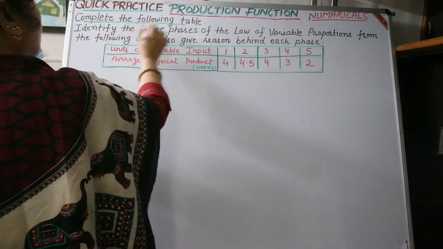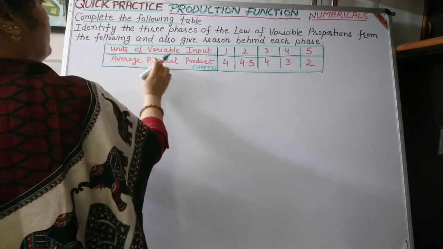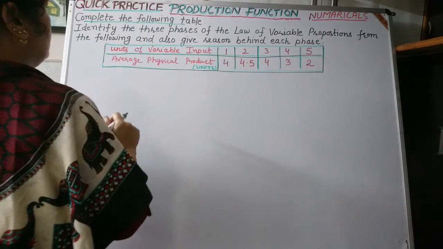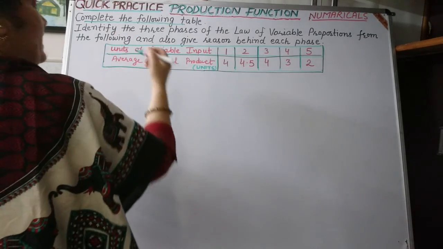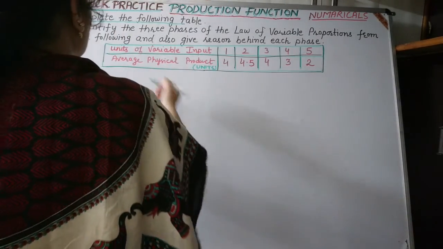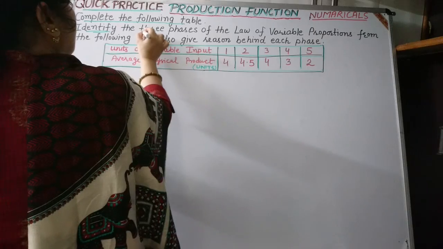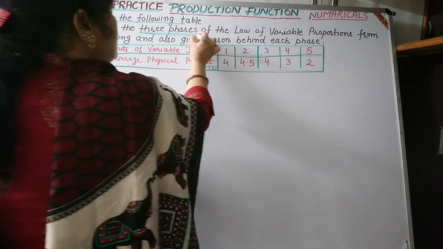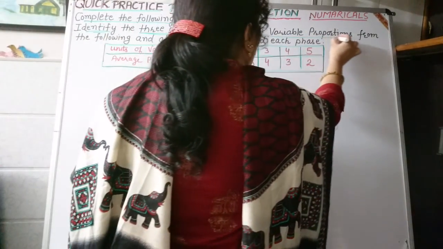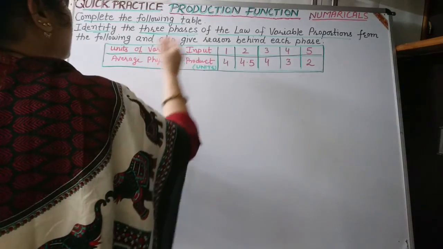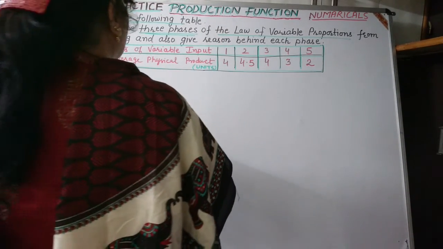The statement is: complete the following table, identify. First of all, we have to complete the table. Why do we have to complete the table? Because we have to identify the three phases or three stages of the law of variable proportion. That we have to calculate.